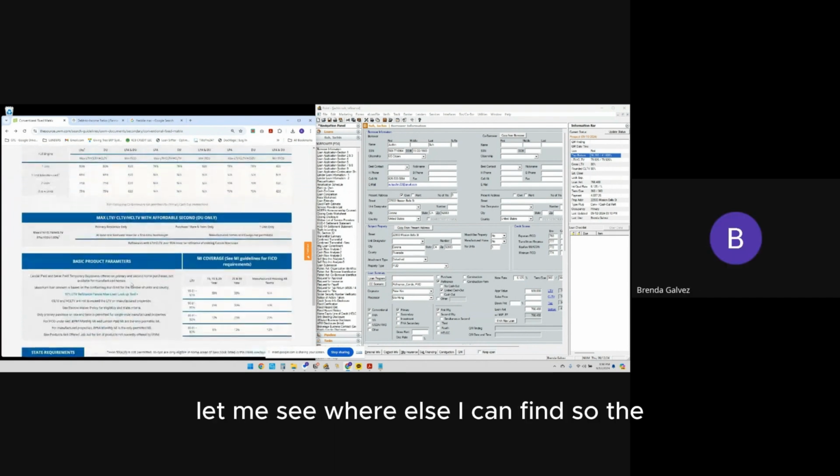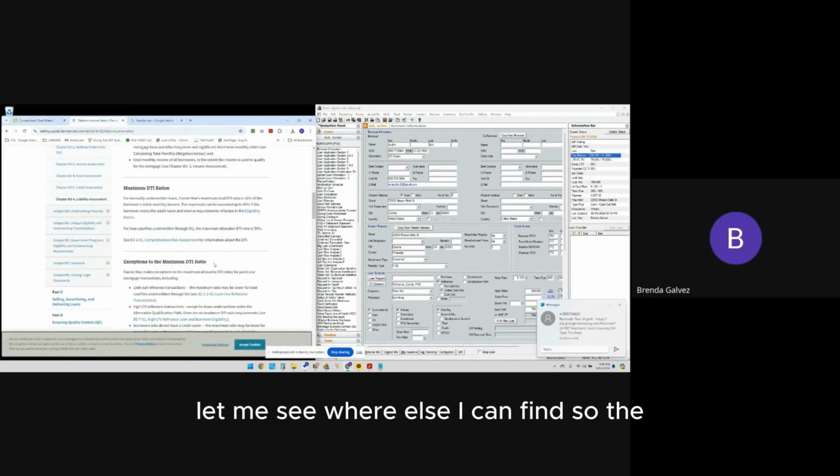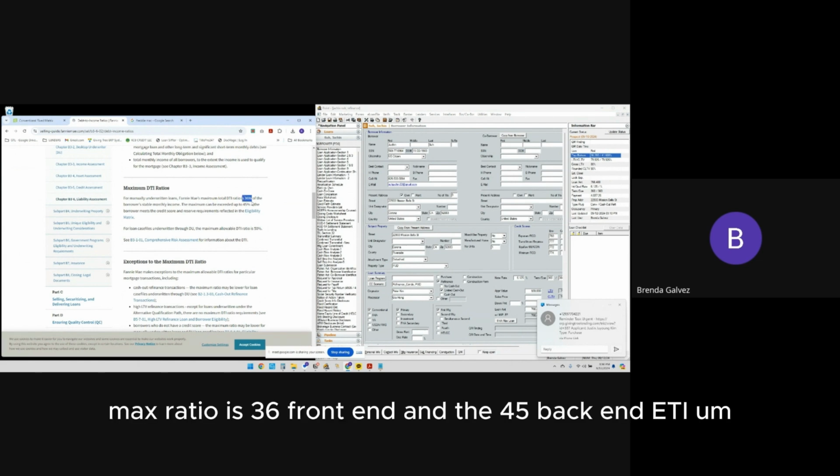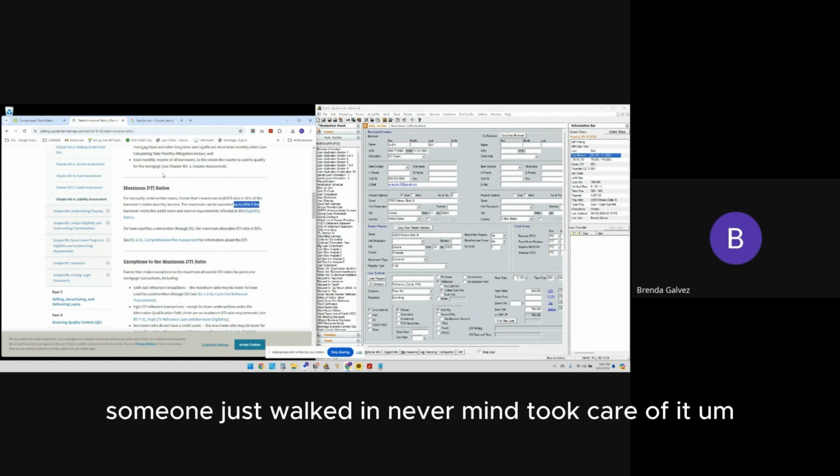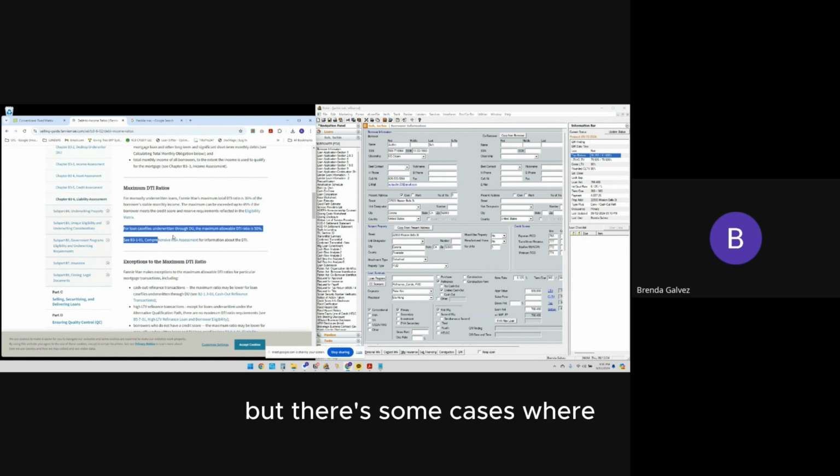So let me see where else I can find. So this right here says the max ratio is 36 front end and 45 back end DTI. But give me a second. Sorry, someone just walked in. Never mind. Took care of it. But there are some cases where it does allow you up to 50%.